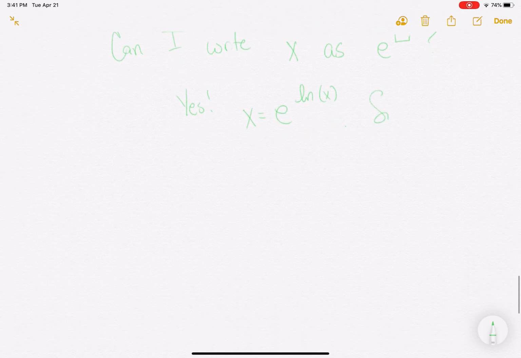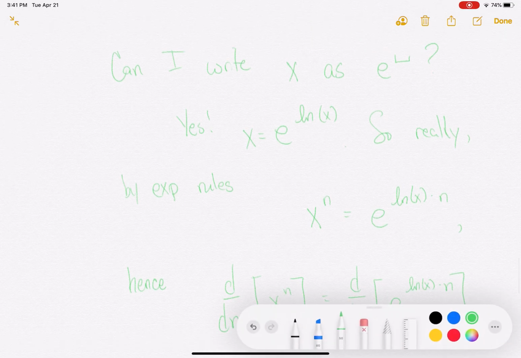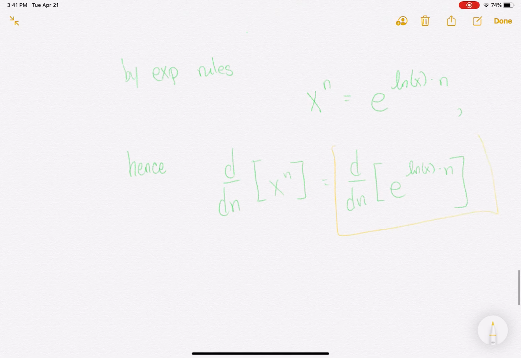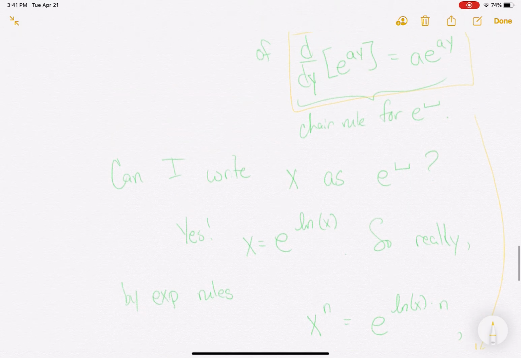So really, by exponent rules, x to the n equals e to the log x times n. I think everybody can agree with that. It looks weird, but everyone can agree with it. Hence our derivative here is the derivative of e to the natural log of x times n, and now this is what references that thing I used earlier. We're going to bring them together.